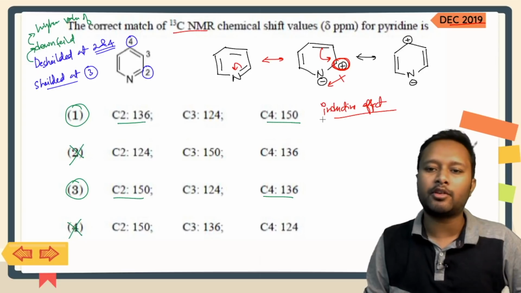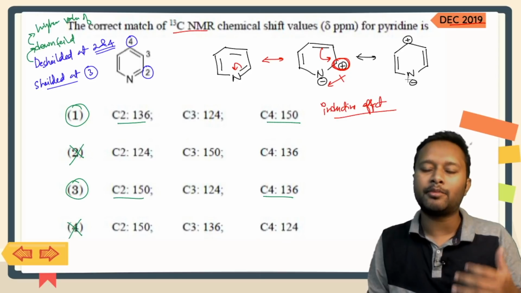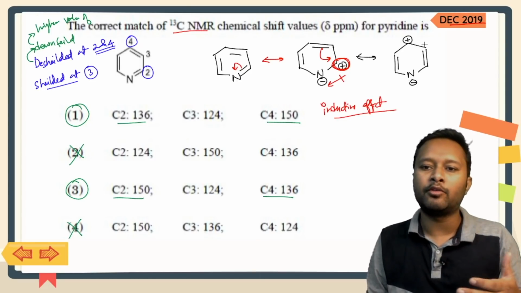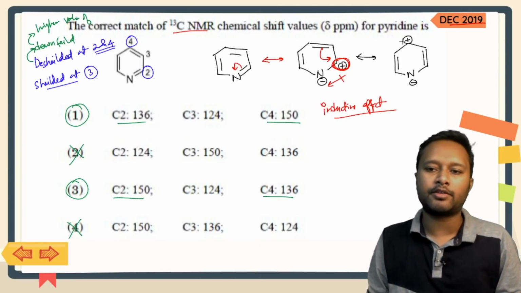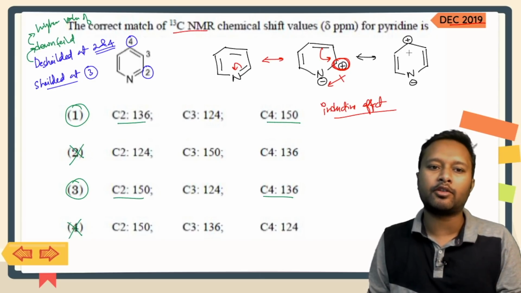Okay, why? Because you know inductive effect is a distance-dependent effect. So if you go away from this nitrogen, that means at carbon number 4, here also the inductive effect will be there, but the effect will be weaker. So it won't be able to attract that many electrons from here, it won't be able to make this carbon that much electron deficient.